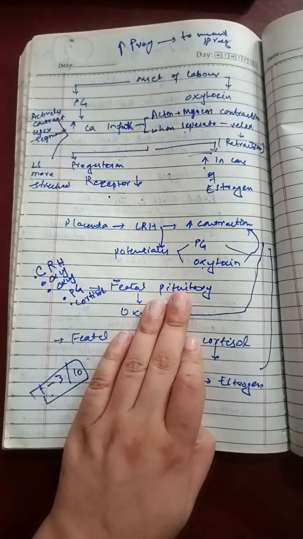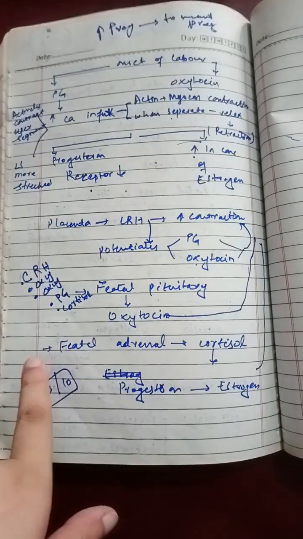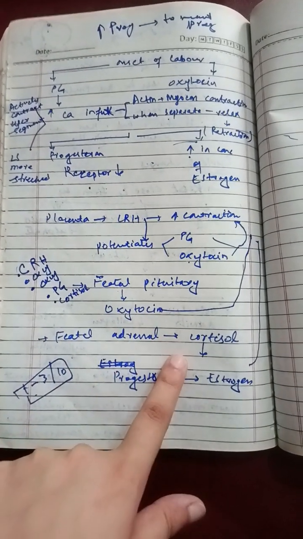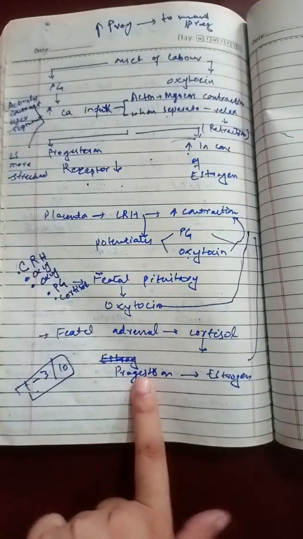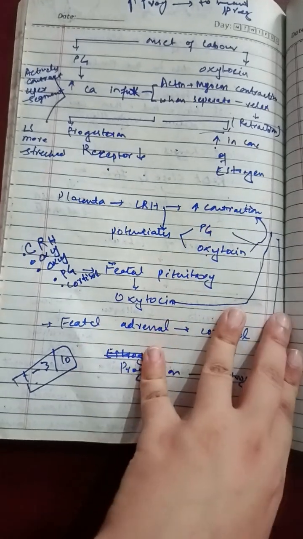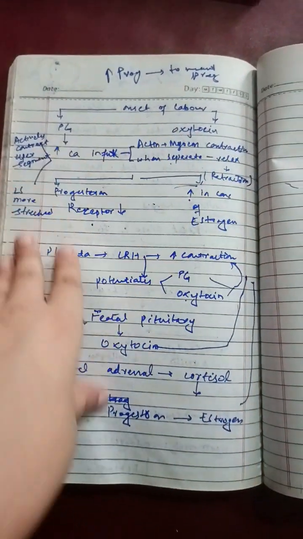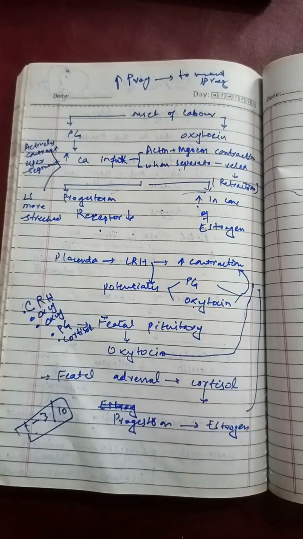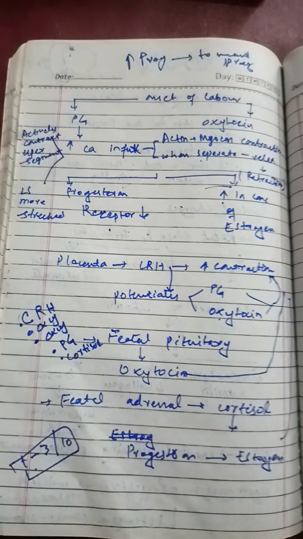From the fetal pituitary, oxytocin is released, and oxytocin increases the contraction of the uterus. From the fetal adrenal gland, cortisol is released, and cortisol causes the conversion of progesterone into estrogen, and this estrogen is basically responsible for the contraction of the uterus. All these hormones result in the contraction of the uterus and onset of labor.